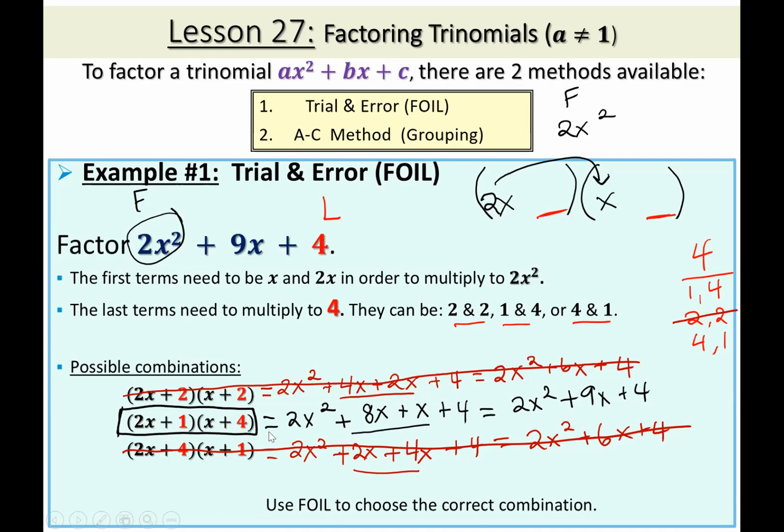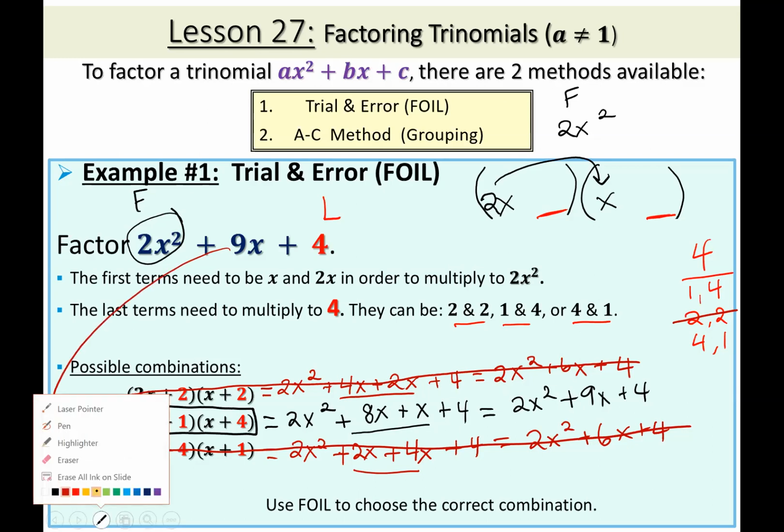And I could check by doing FOIL, which I pretty much already did. 2x squared plus 8x plus 1x plus 4. When I add the middle terms, 8 plus 1, that adds up to 9x. Okay, so remember how we were kind of ignoring the 9x that I said at the beginning? We focused on the first term, we focused on the last term, didn't worry about the middle term. Here's where you check to see if your middle term is actually working out for you.